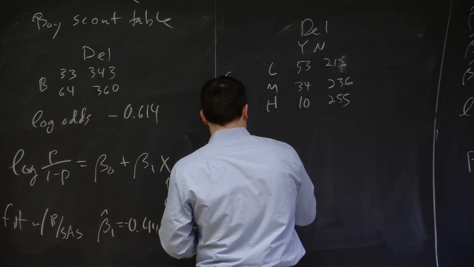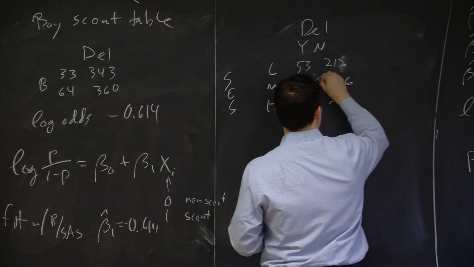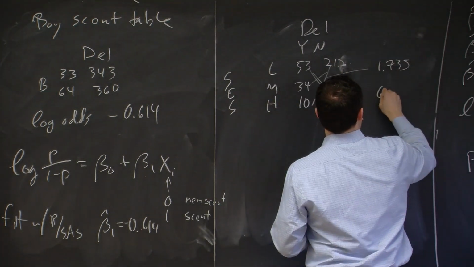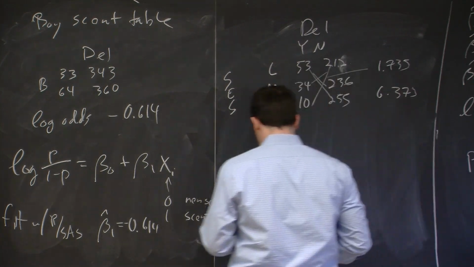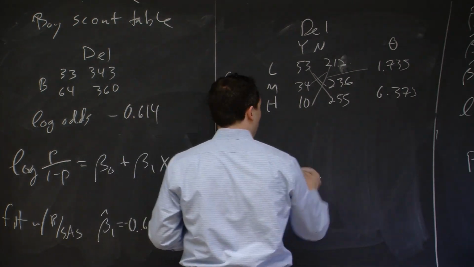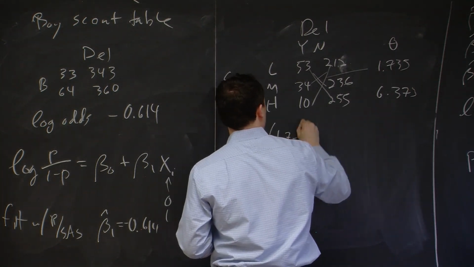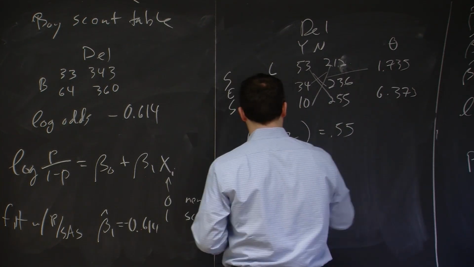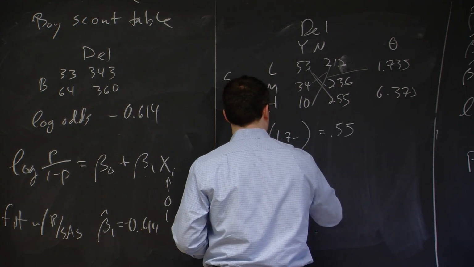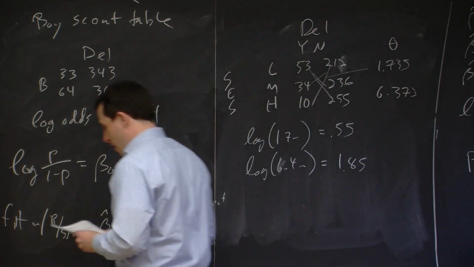So we have this one, which is 1.735, and we have the longer one, which is 6.375 odds ratios. And they have log odds ratios of 1.755 and, for the other one, 6.4 is 1.85. And they have some standard errors.